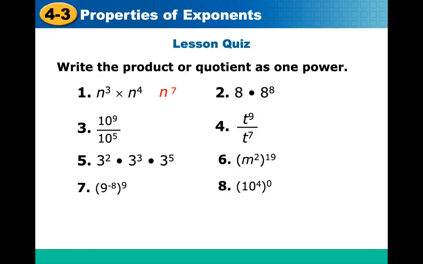All right, here we go. n to the 7th power, 8 to the 9th power, subtracting here, 10 to the 4th, subtracting your division here, t squared. We have 3 to the 10th power, m to the 38th power, 9 to the negative 72nd power. And this one's always interesting because, I'm sorry, I shouldn't have clicked that so fast, 4 times 0 is 0. Well, 10 to the 0 power, any number to the 0 power is going to give you 1. But we'll cover negative exponents and 0 powers in another video.